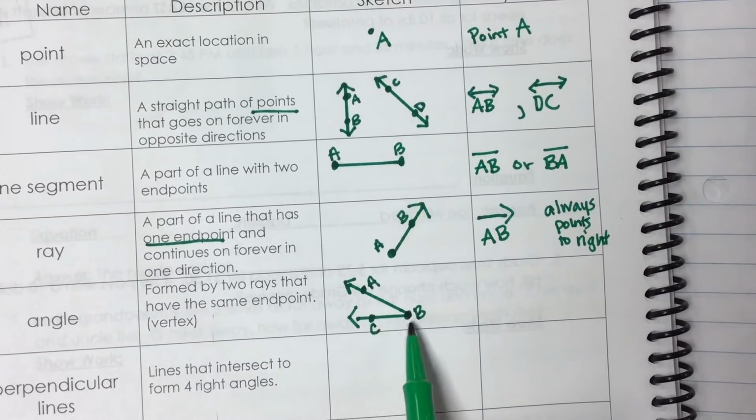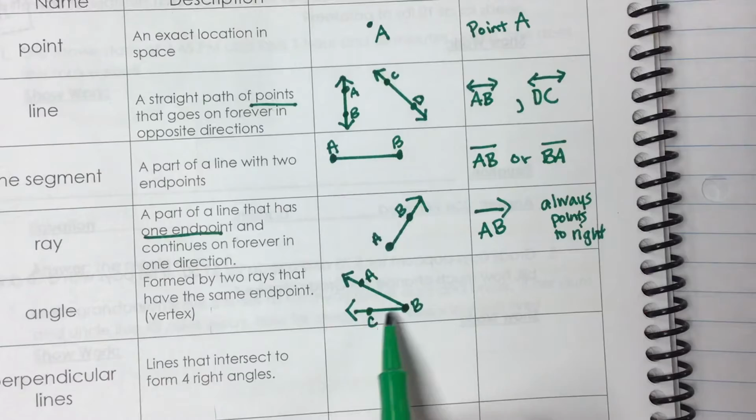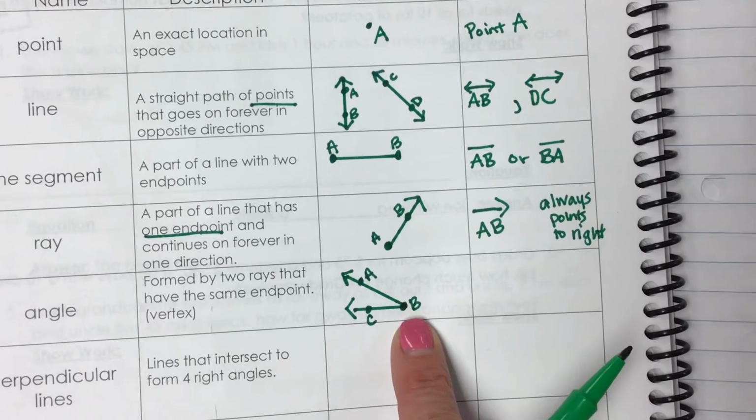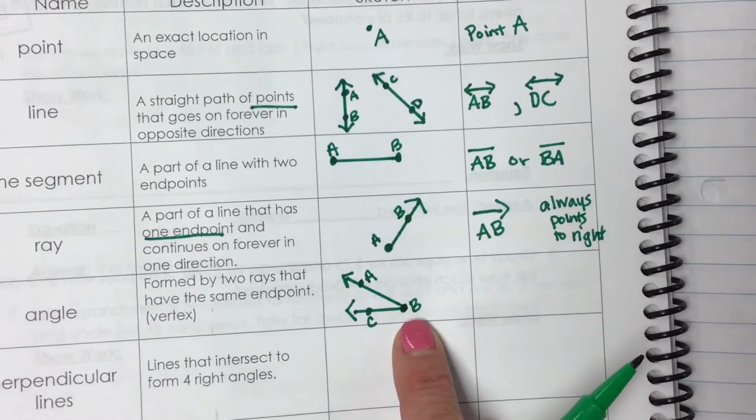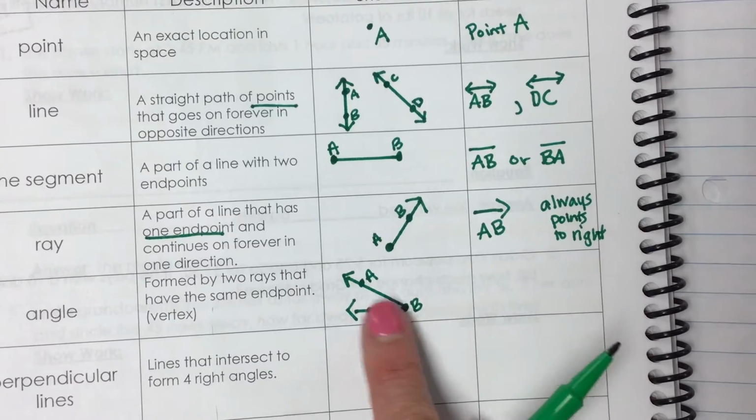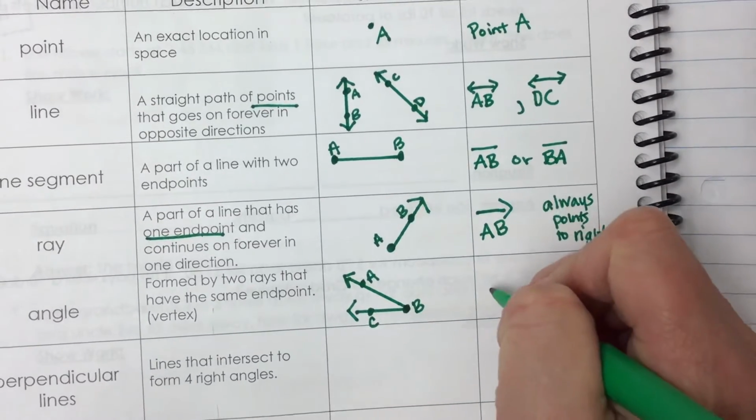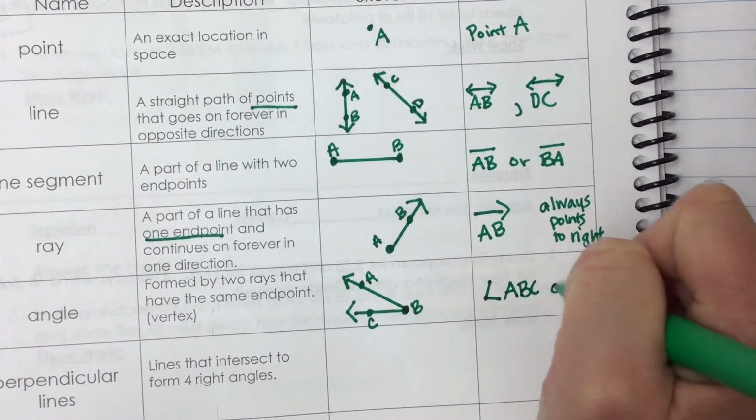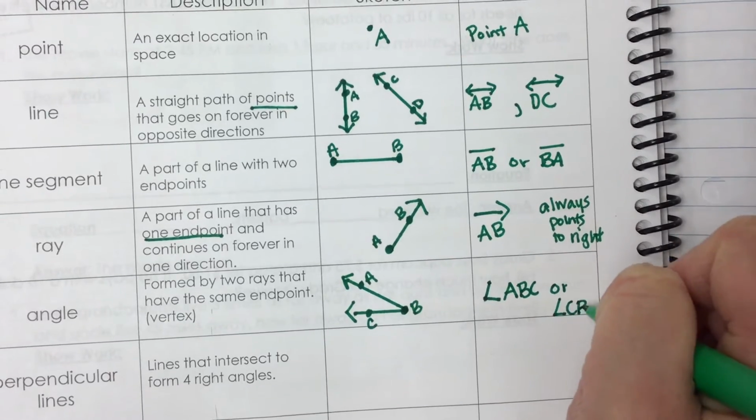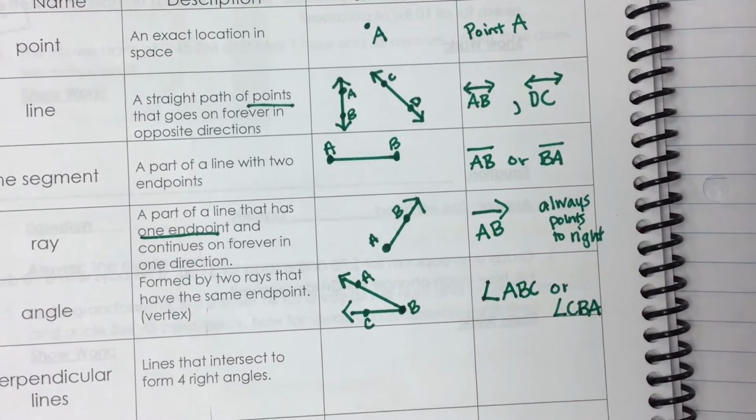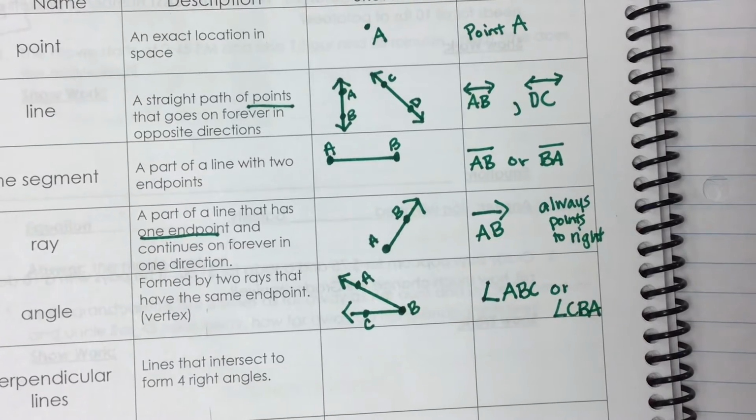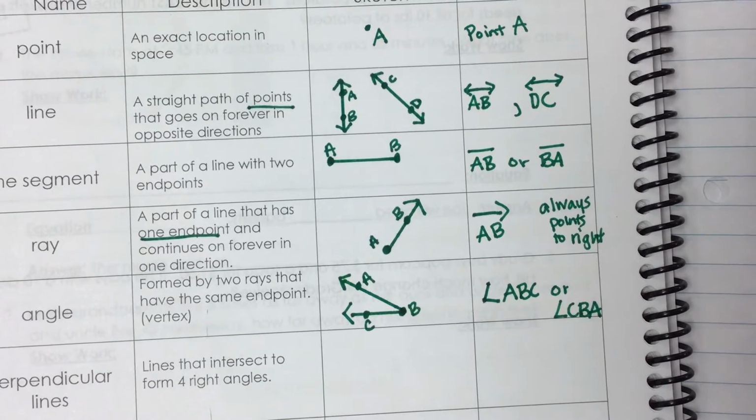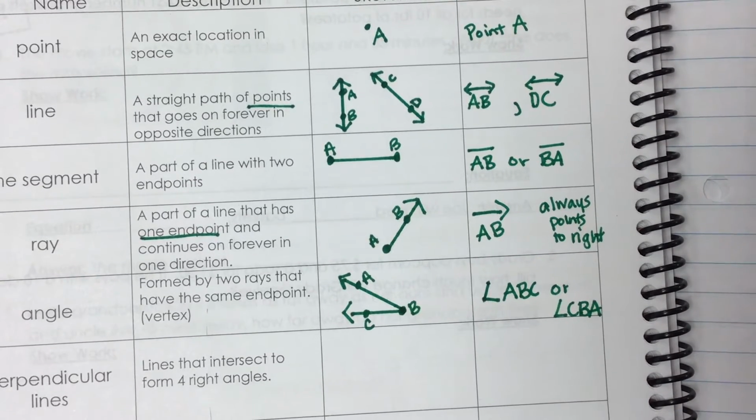Now, you can call it CBA or ABC, but the vertex, that middle point, the common point, has to be in the middle. So it can be ABC or CBA. On your symbol, it always opens to the right, no matter what direction your angle is opening. And this is the same for a right angle, an acute angle, an obtuse angle. The symbol is the same.